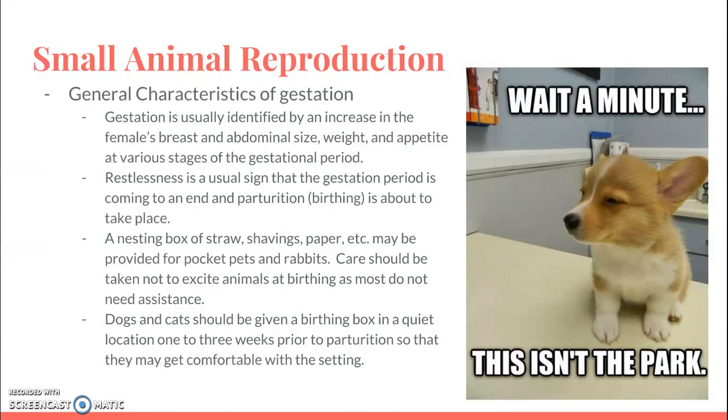She probably wants to be in like the back corner of a quiet bedroom, maybe your guest room or something where you don't go all the time. But she needs time to get used to that area. So you want to make sure that you put her birthing box in that area a couple weeks ahead of parturition so that she can get comfortable there. She starts to feel like this is a safe place.